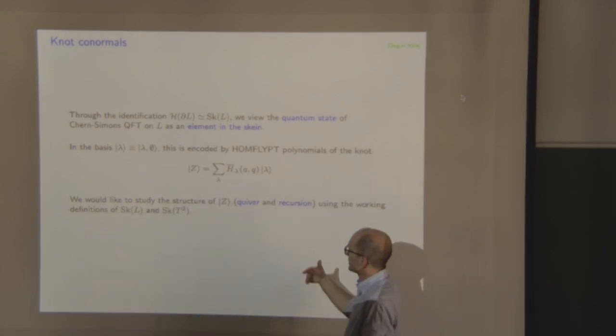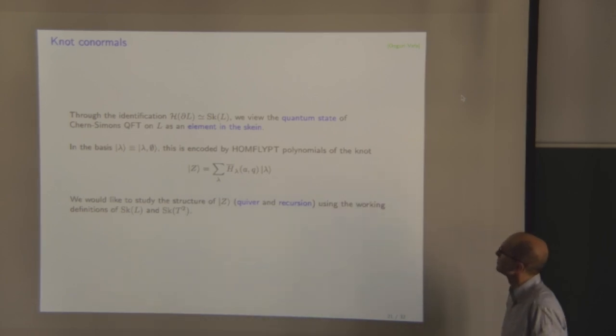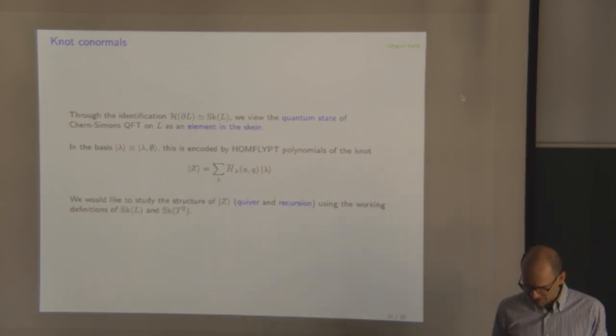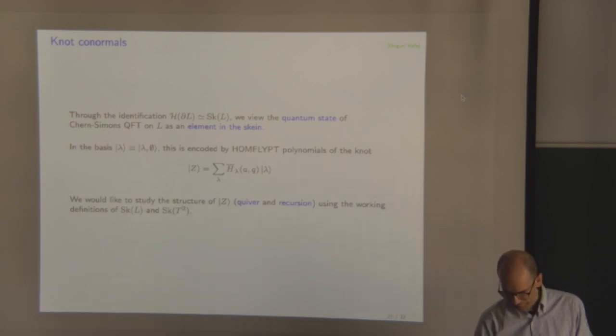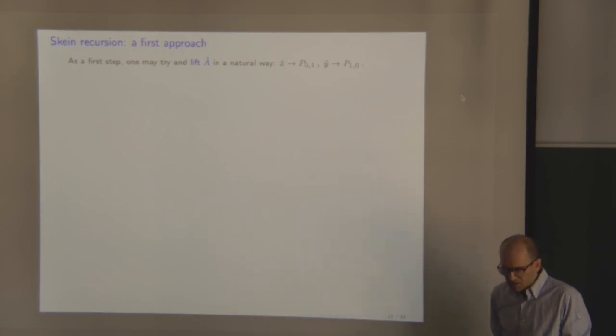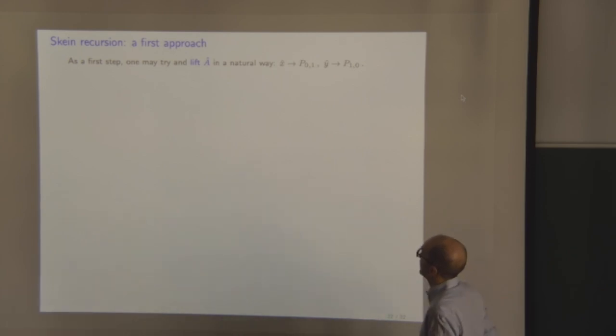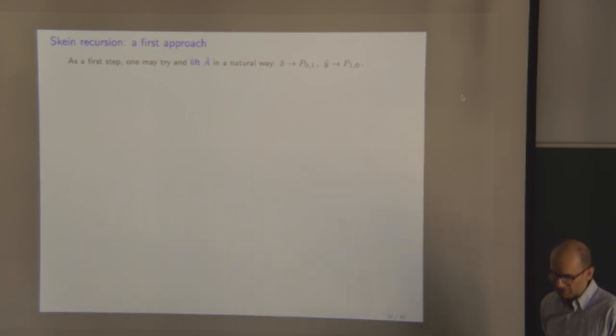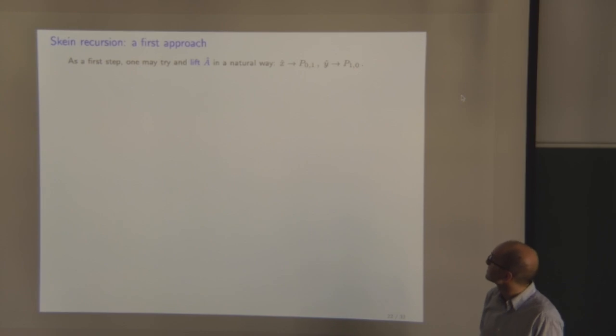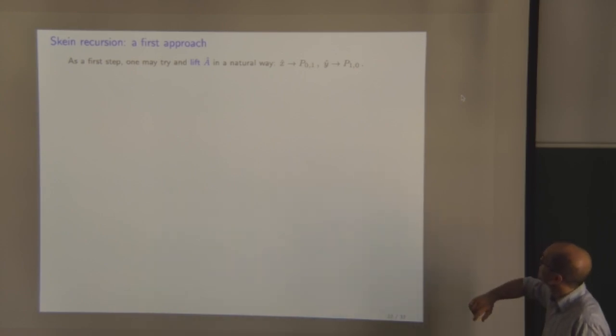Now, what we'd like to do is we'd like to study the structure of this state, whether it's described by a quiver, and whether it admits some recursion identities. So, the first thing that you can try and do is you can try to take what you know about the U1 story, so the A hat operator, and you try to lift it in a natural way. So X would lift to P01, the longitude, and Y would lift to P10.